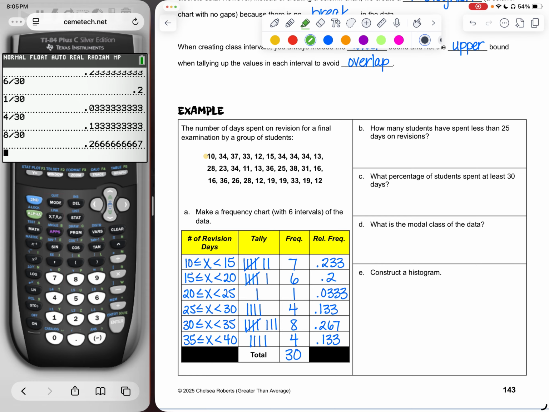Less than 25 means that we need to be in these 3 classes here. All right. So if I add all of these numbers up here, we will have 7 plus 6, which is 13, plus 1, which is 14.